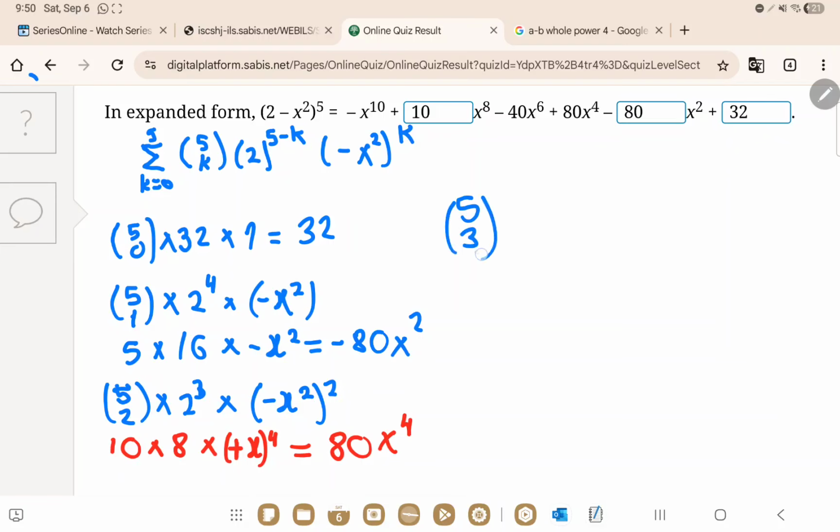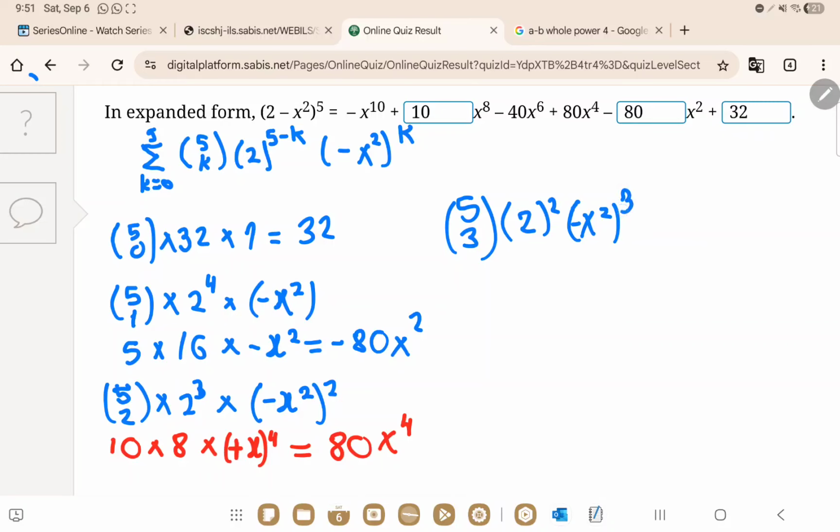Now 5C3 into 2 squared and negative x squared cubed. You're gonna say, how is the x negative if there's a squared sign? If it was negative x in brackets squared, then there would be no negative. But since it's negative then x squared, there is still a negative and you have to take this exponent.